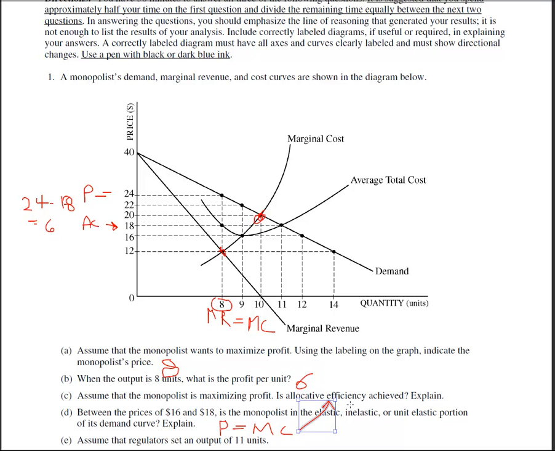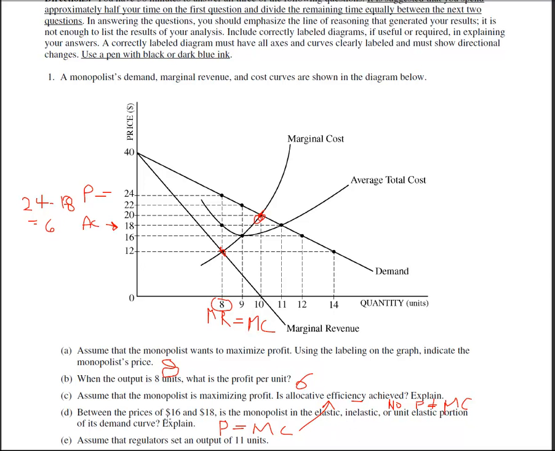Efficiency is right there. And so no, price is not equal to marginal cost. That's not a very good marginal cost. Let's take those off. So marginal cost, there it is.